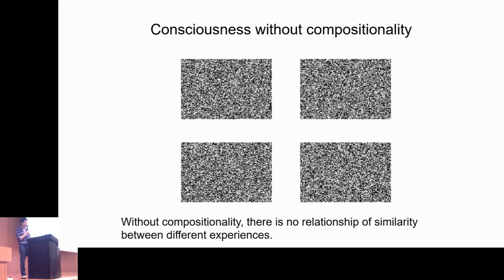For example, this is sort of an example, consciousness without compositionality or without structures. So in this case, these four things are actually different, but we cannot see a relationship of similarity between any two, like this and that are more similar, or this and that are more different than this and that, or something like this. So without structures, basically all experiences are equal.